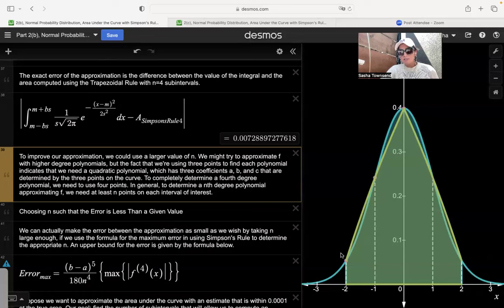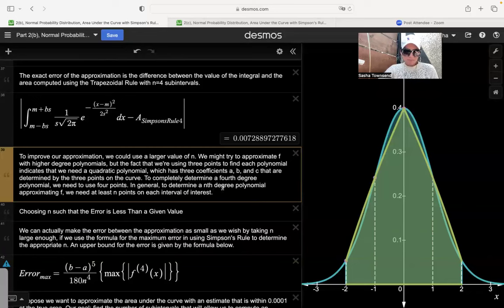But the cubic polynomial is going to have 4 coefficients, a, b, c, and d, right? Ax cubed plus bx squared plus cx plus d. In order to find those, we would need 4 equations with 4 unknowns. So we'd need more than 3 points. We need at least 4 points in order to approximate the function with a cubic polynomial. So if you want to approximate the function with an nth degree polynomial, you'd need n points. So we probably don't want to do that.